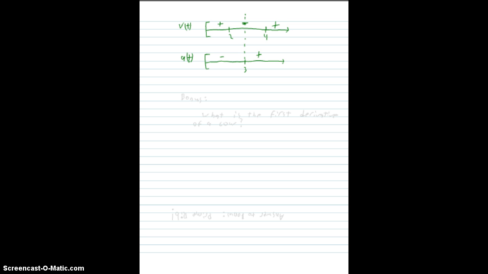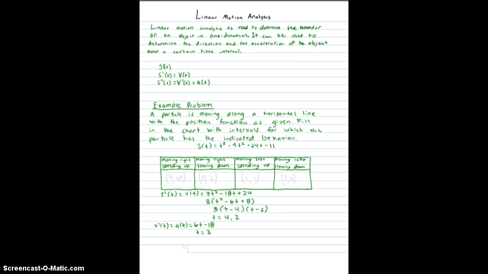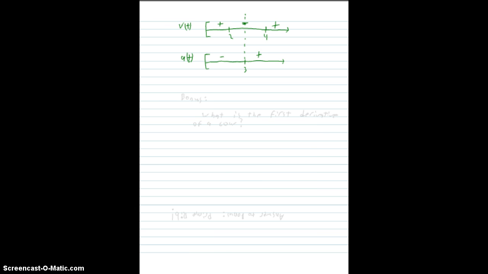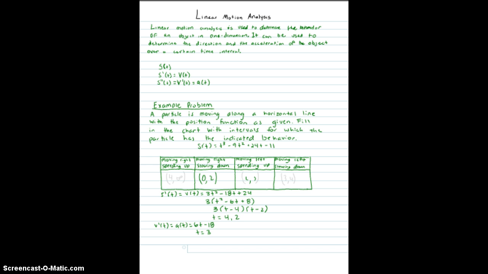So if you look at the first interval, from 0 to 2, it's moving to the right because the velocity is positive, but it's slowing down because the velocity is positive and the acceleration is negative. So we'll mark that over in this chart. If you look at the next interval, from 2 to 3, it's moving to the left because the velocity function is negative, and it's speeding up to the left because the acceleration is negative as well. So you mark that over in the chart as shown.